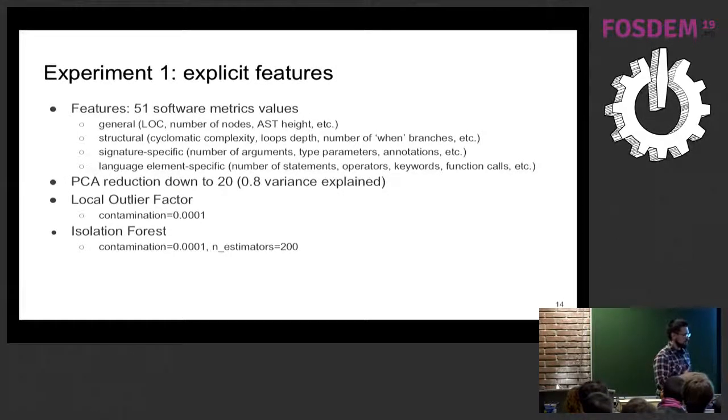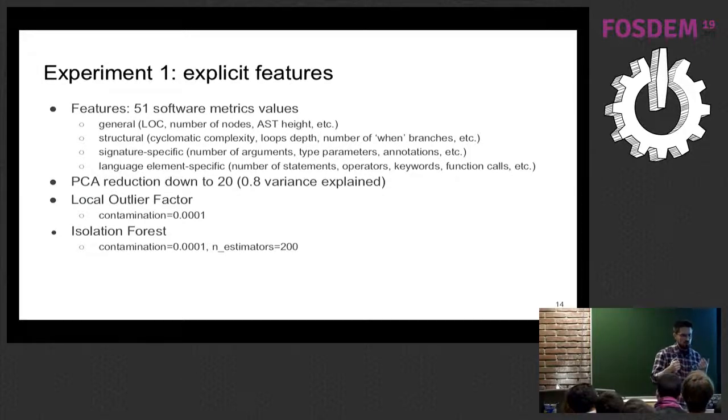So the first experiment was very straightforward. We used explicit features and collected 51 of them, describing different aspects of the code, as you can see here. For each of the 4 million functions, we get a vector of 51 numbers, which we managed to reduce to 20 using PCA. It's a dimension reduction algorithm, which left us with most of the variance that we needed, but a much friendlier computation time.